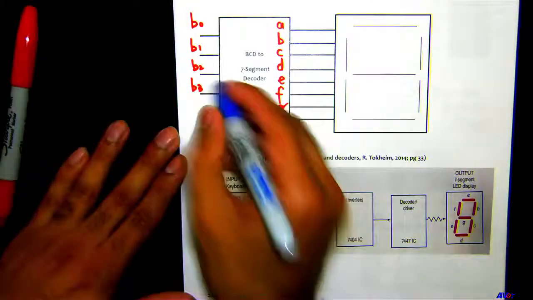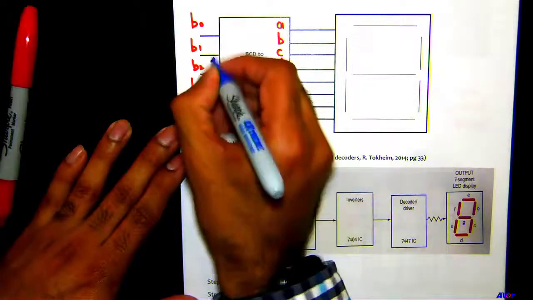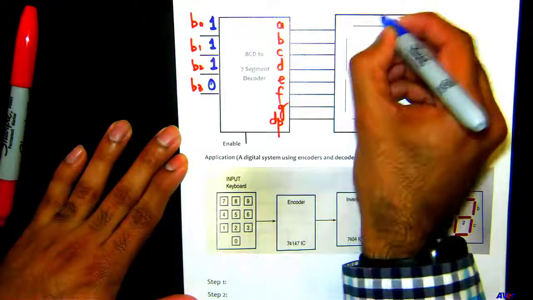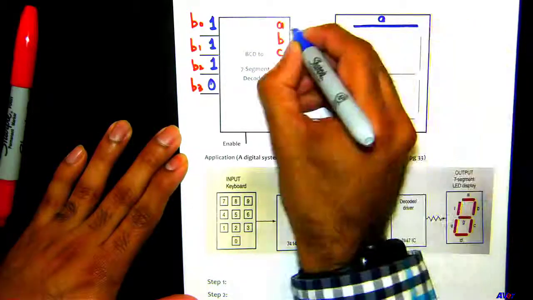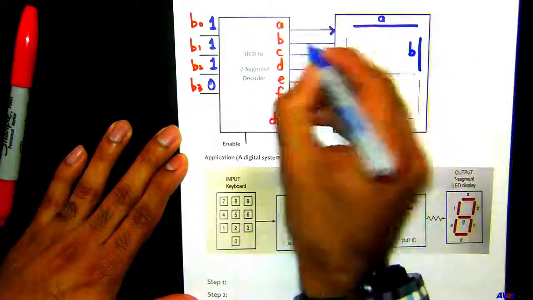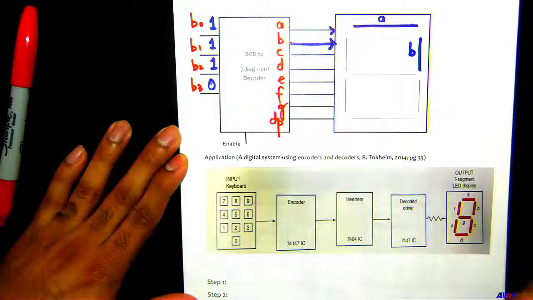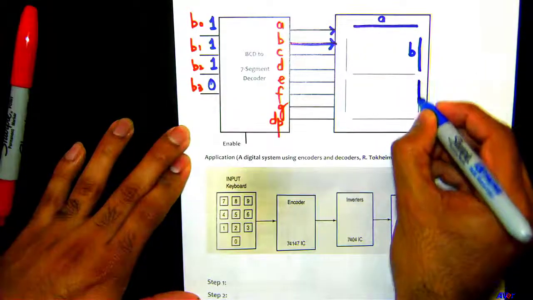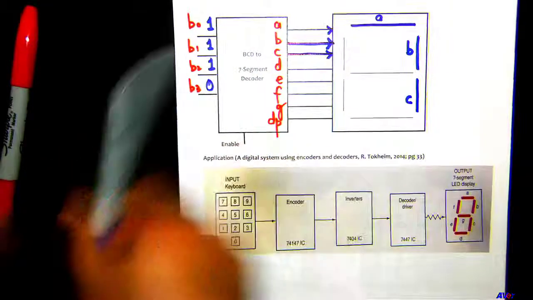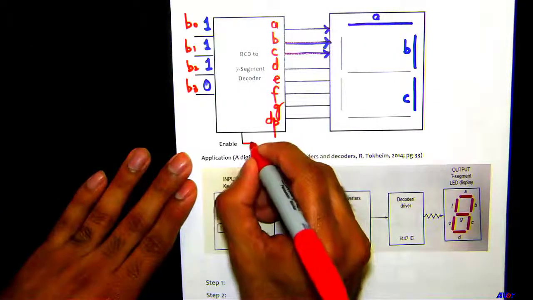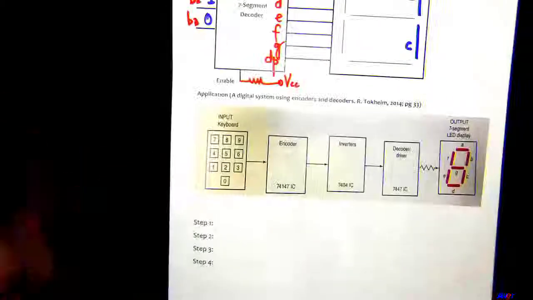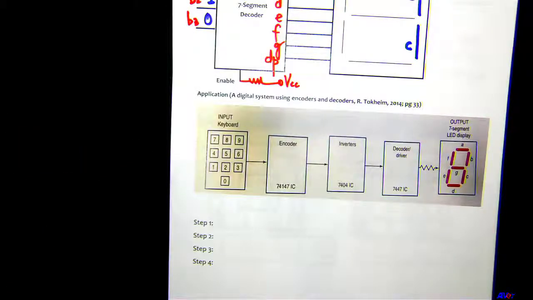And we know if I have B3 0, B2 is 1, B1 is 1, B0 is 1, we know our A segment is going to be high, this right here. Okay. Our B segment, which is here, is going to be high. And which other segment is going to be high? C. Okay. This is going to be the enable here. Say it's active high, so connected to VCC. Okay. So this is how the 7 segments work on FPGA or in general.